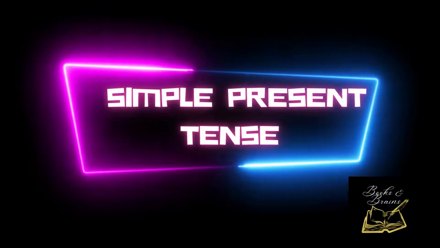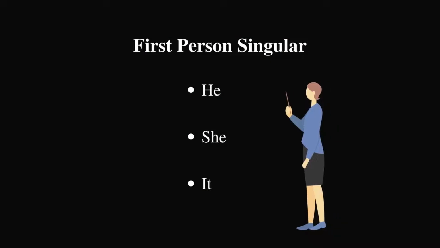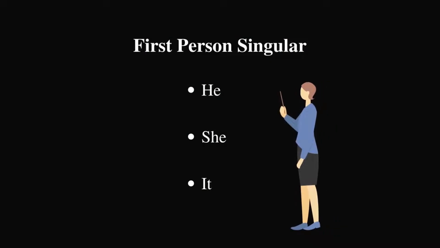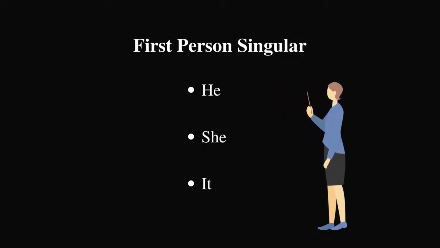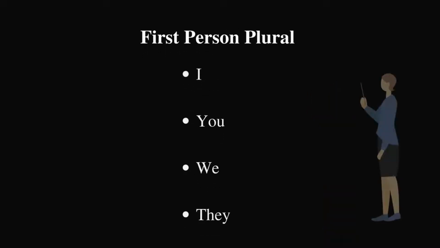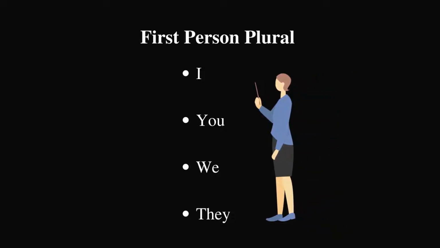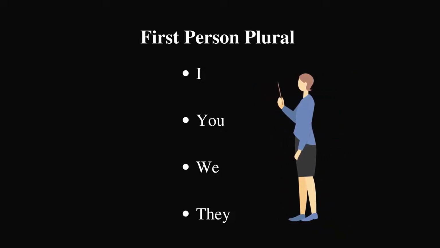Before we start our lesson, I want to give you quick reminders. When I say first person singular, it means he, she, or it. When I say first person plural, it means I, you, we, and they.